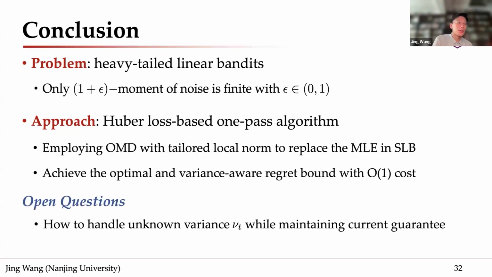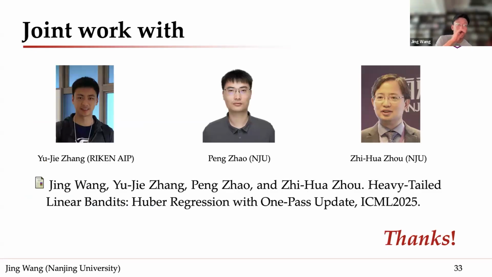And there are also some open questions, like how to handle unknown variance while maintaining the current guarantee. Some works have already solved this in RL settings, but we don't know if we can solve this in the heavy-tailed noise case. And this is joint work with Yujie Zhang from RIKEN AIP, Professor Peng Zhao from Nanjing University, and Professor Zhi-Hua Zhou from Nanjing University, and has just been published at ICML 2025.